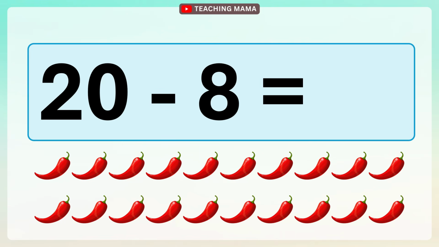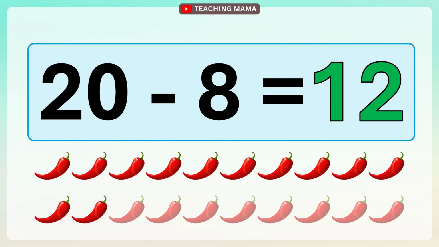"20 minus 8 equals..." What is the answer? The correct answer is 12.